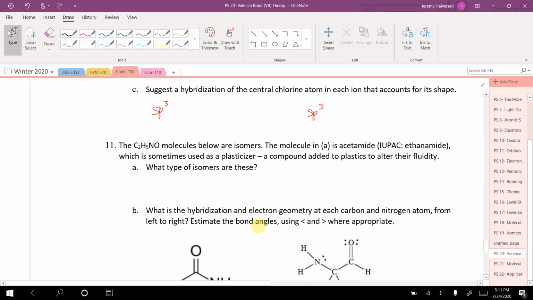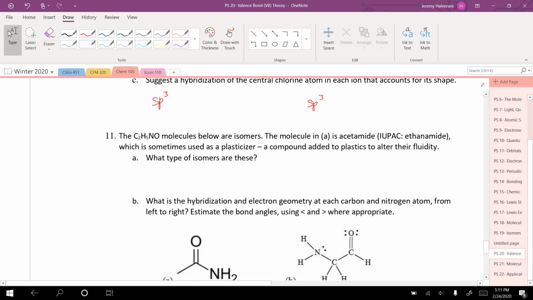All right. The C2H5NO molecules below are isomers. The molecule in A is an acetamide, which is sometimes used as a plasticizer or compound added to plastics to alter their fluidity. What type of isomers are these?